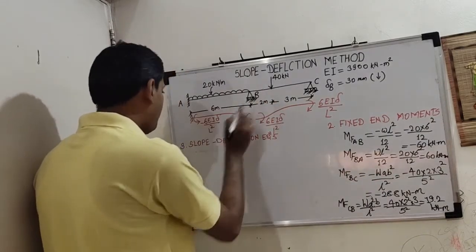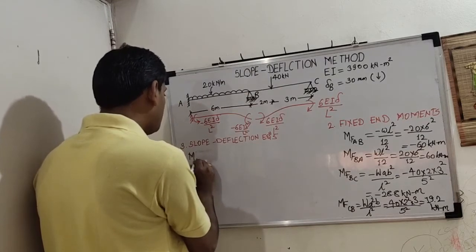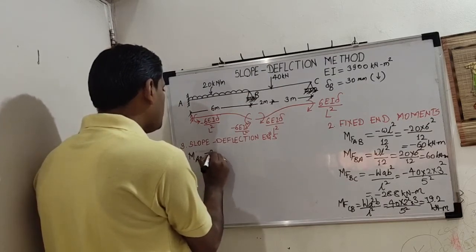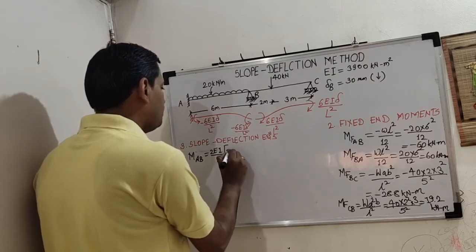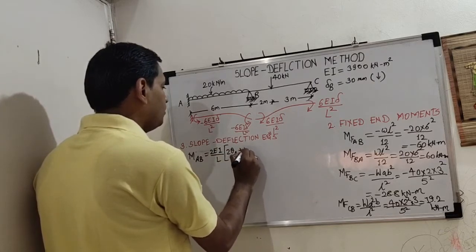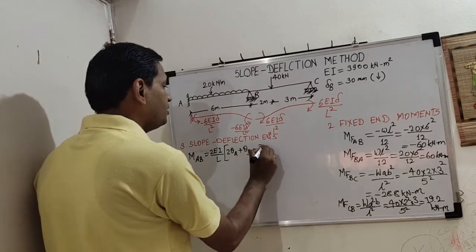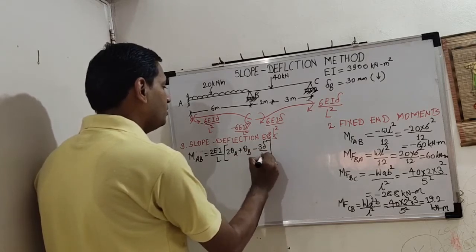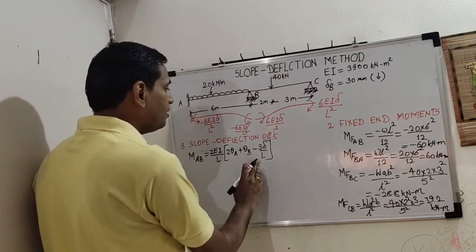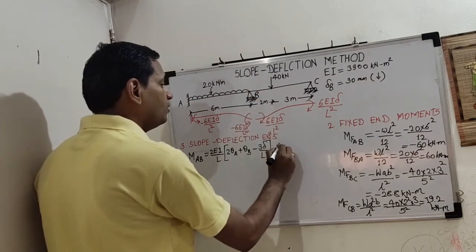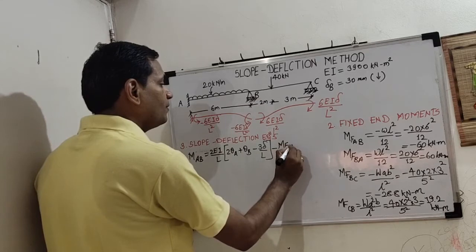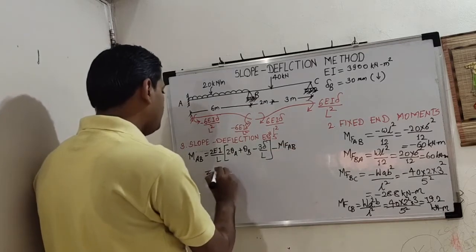So for span AB, our equation will be 2EI by L into bracket 2 theta A plus theta B minus 3 delta by L. See, for span AB it will be minus 3 delta by L because B is going down. Minus MF AB. Let us substitute all these values.